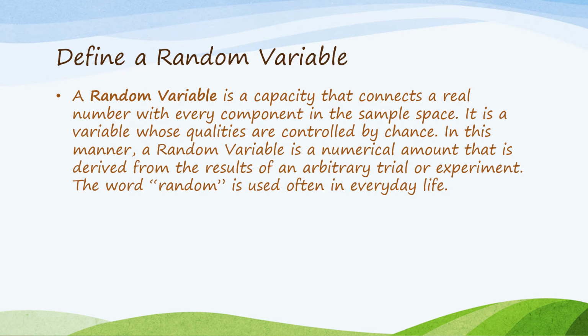A random variable is a function that connects a real number with every element in the sample space. It is a variable whose values are controlled by chance. In this manner, a random variable is a numerical quantity that is derived from the results of a random trial or experiment. The word random is used often in everyday life. So later on, we're going to illustrate some examples of a random variable.